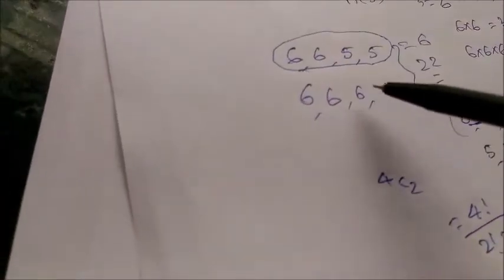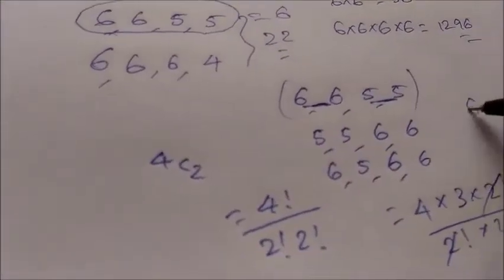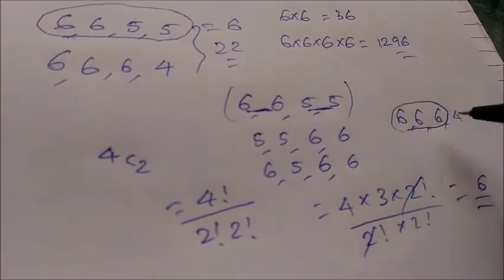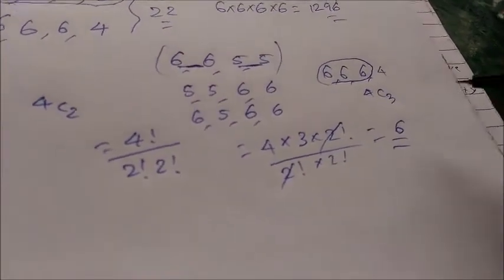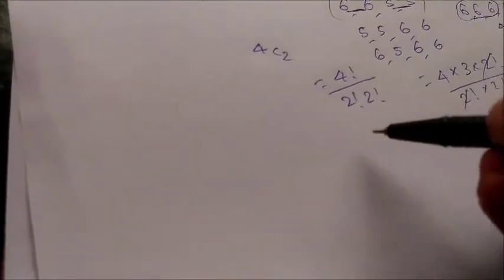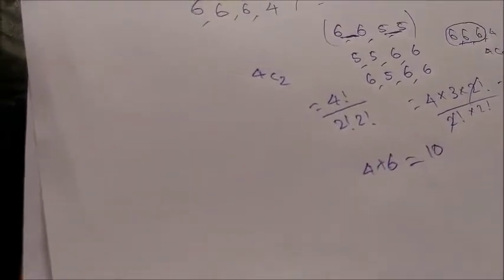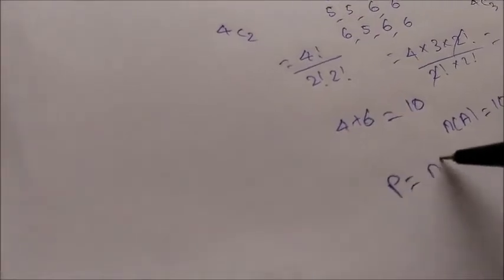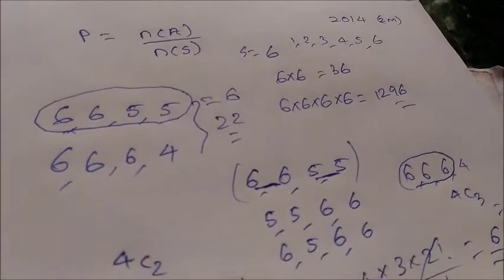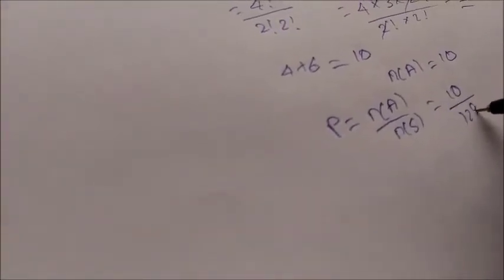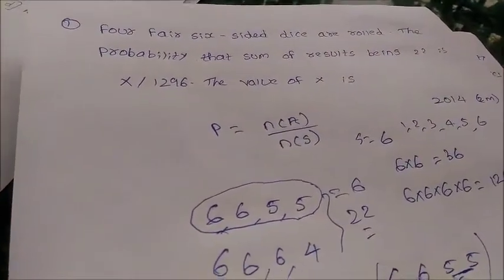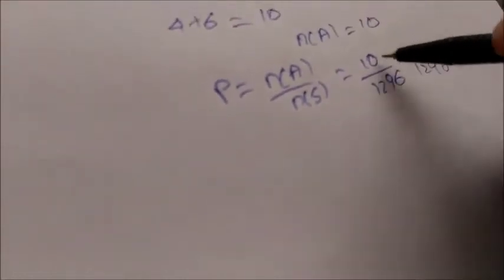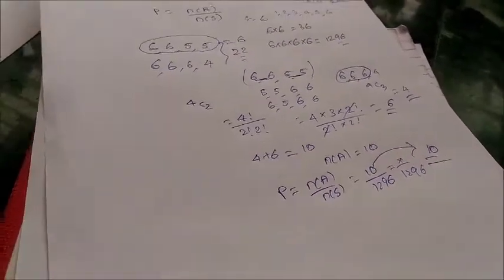Now our second one is 6 6 6 4. In this, 6 occurs 3 times, so this is a combinatorial equation of 4C3, which comes to be 4. So the total number of events is 4 plus 6, that is 10. So our N(A) is 10, and the probability will be N(A) by N(S). And N(S) we already know, that is 1296, so 10 by 1296. Now read the question. It is of the form h by 1296, and we need to find the value of h. Yeah, you guessed it right. The answer is 10. So this was the first question.